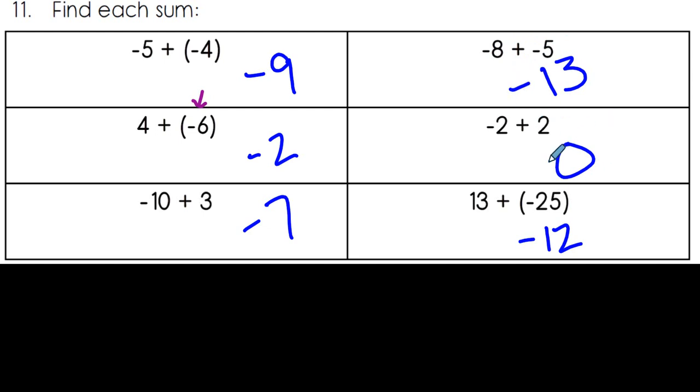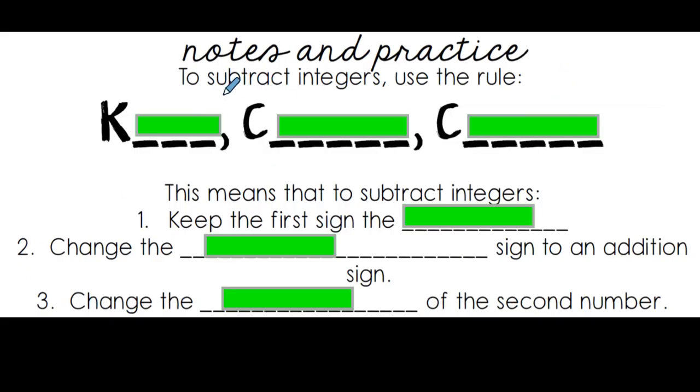Negative 2 plus 2 is 0 because they're additive inverses. And 13 plus negative 25 is negative 12. So those are the rules for addition. We're going to start talking about subtraction. So hopefully you feel comfortable with this because the rule for subtraction is going to be very similar to addition, but we're going to add one more step.